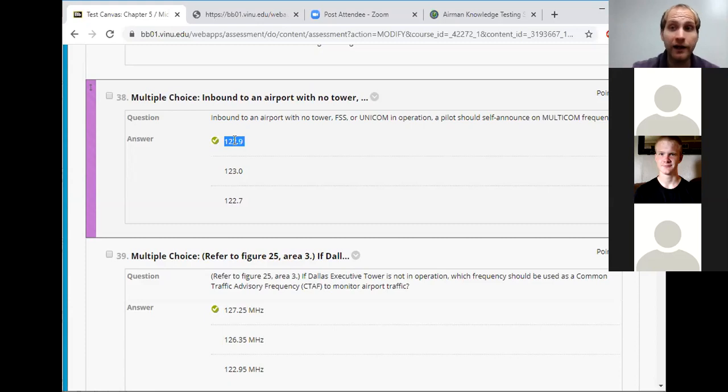I put this question on here because it's kind of tricky. It's not something we use every day in the flying world, so it's good to keep that piece of information in front of you in preparation for the written exam.